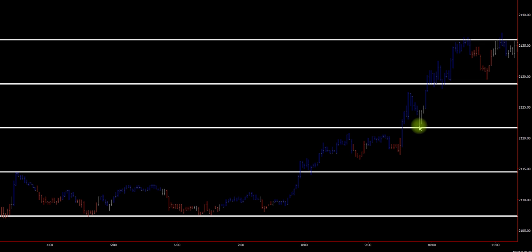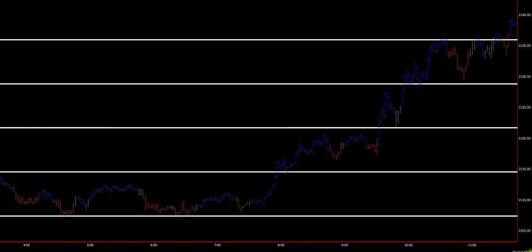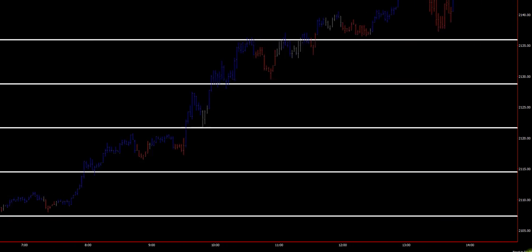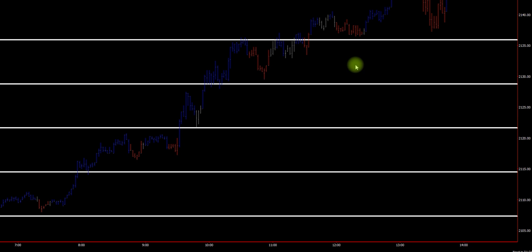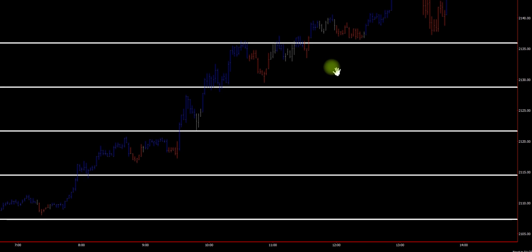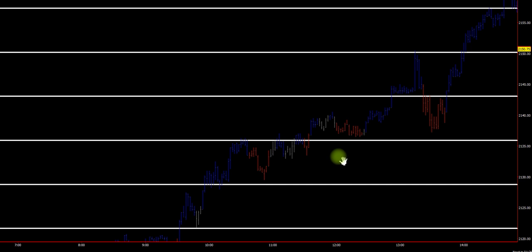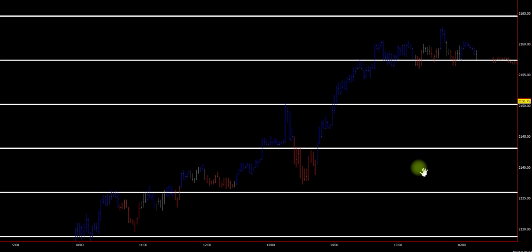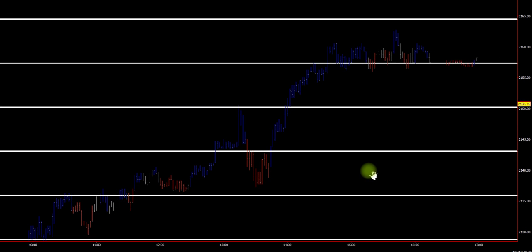Here's another one right here. We tested it and then moved higher. There's a couple more right there. Right here, we hit it and we broke down. So as you can see, these areas of equilibrium are exactly that. Here, here, and then this is how we closed for the day.